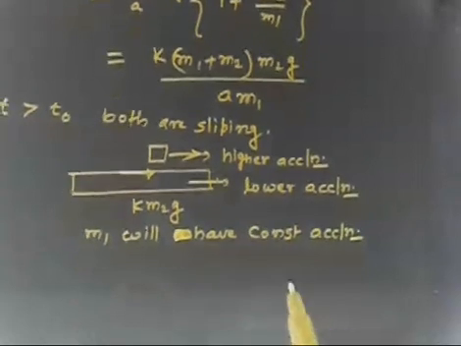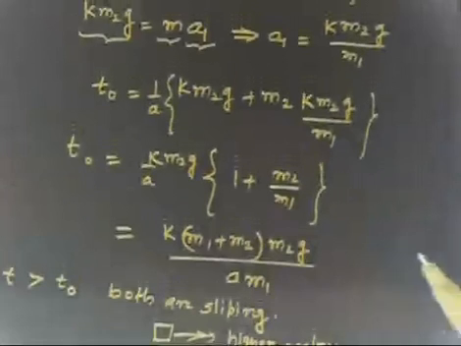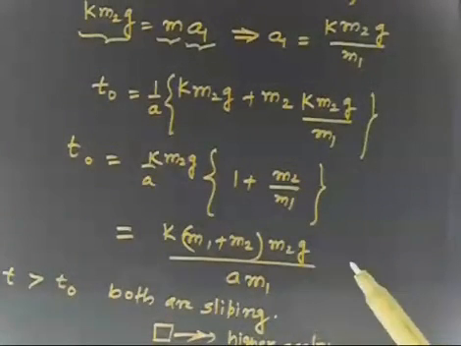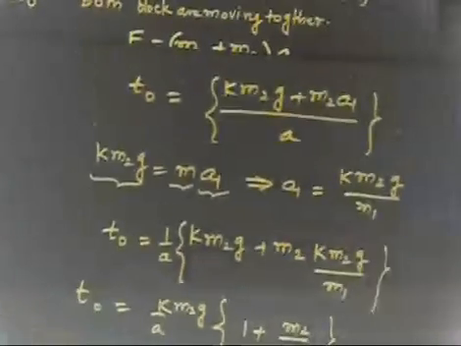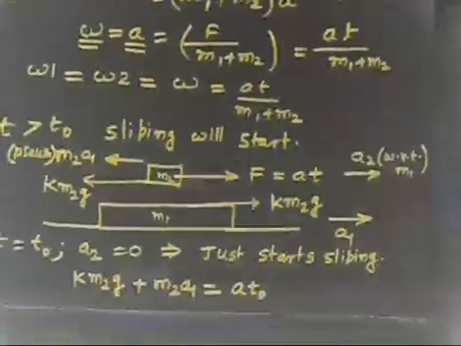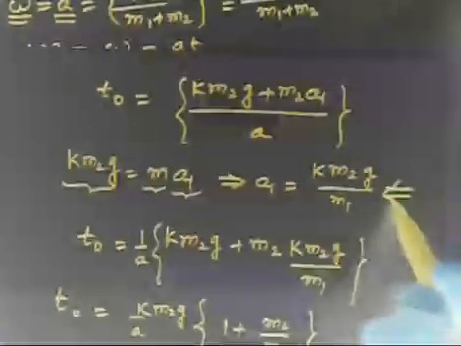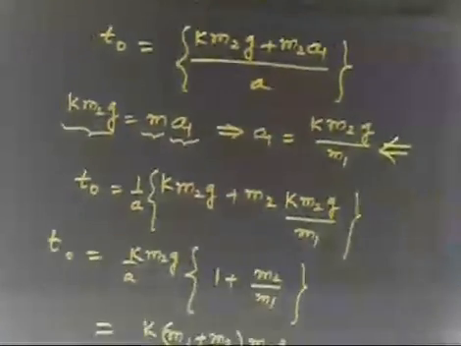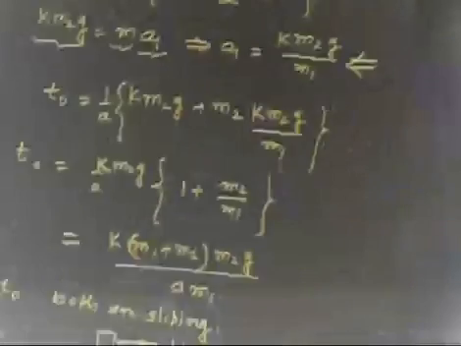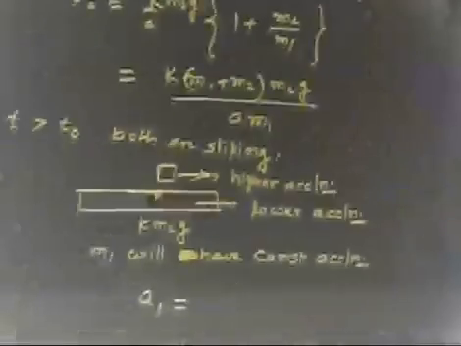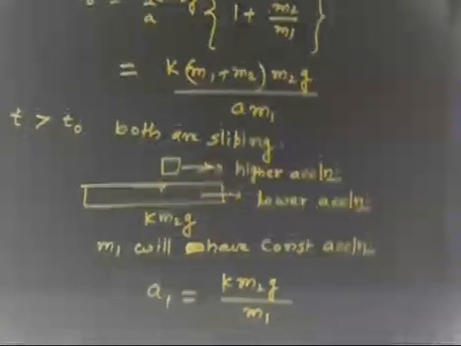And what will be the value? The value is so simple. The value we have calculated somewhere, I think. So this one. A1 is this value. Did you agree or not? So this is the A1. A1 will be Km2Z by M1. So this will have a constant acceleration.